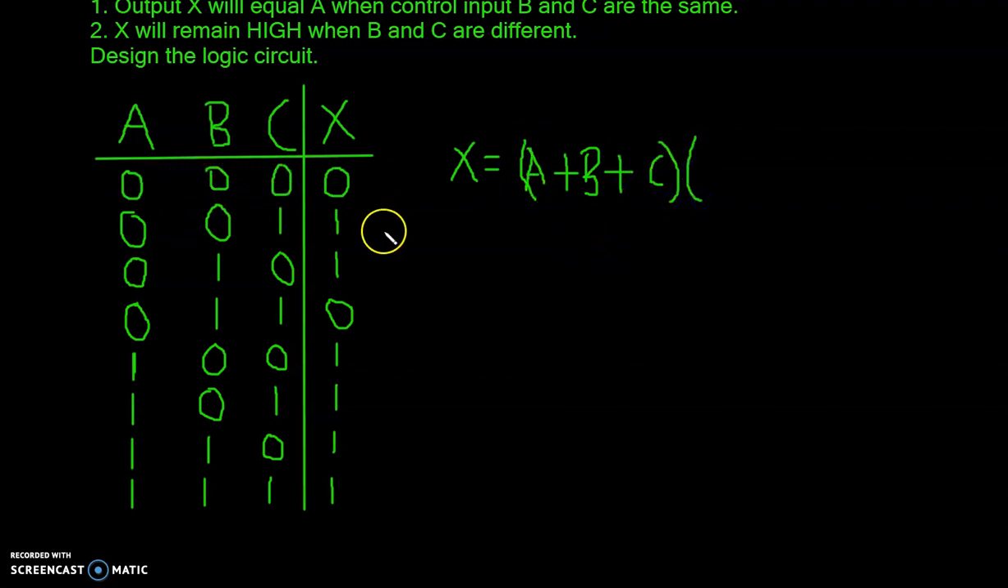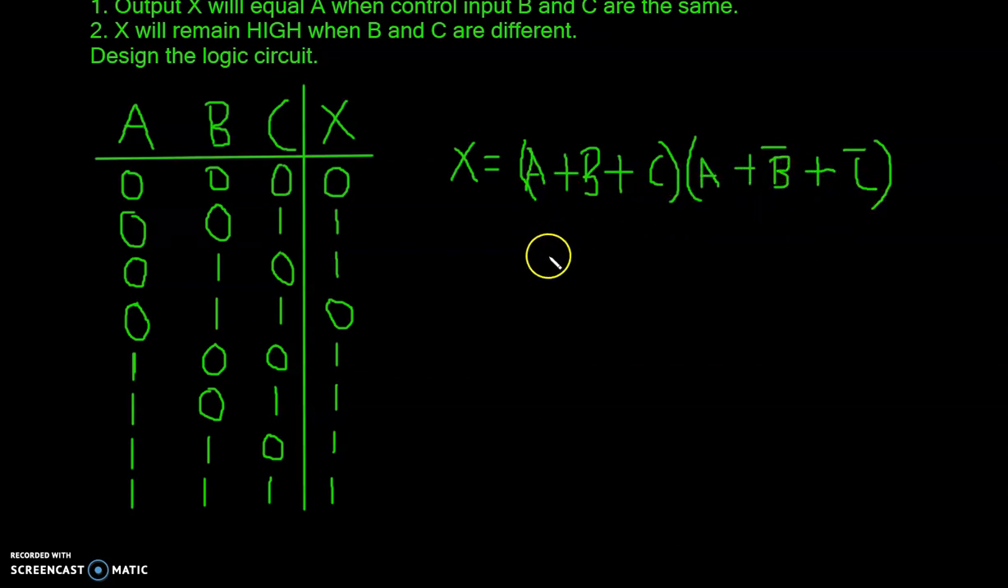A or B or C and A or B complement or C complement, because it is the inverse in maxterm expression, right? When A is 0 it is A, and when A is 1 it is A complement. Okay, so we have this A or B or C and A or B complement or C complement.